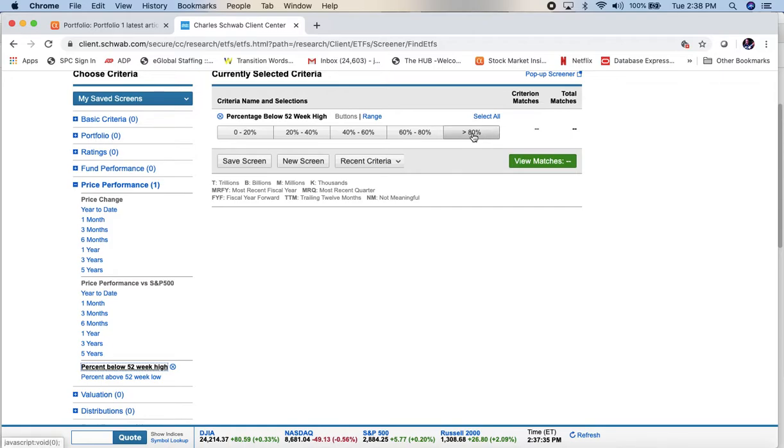For example, just to recap, the 52-week high is the highest that the stock or the ETF has traded for in the last 12 months, and the 52-week low is the lowest. So if I click on this, it tells me there are 19 right now that are greater than 80% below the 52-week high. If you remember, we were trying to find a security that's down around that 1/4 range. So this would be a good way to do that. And view matches.